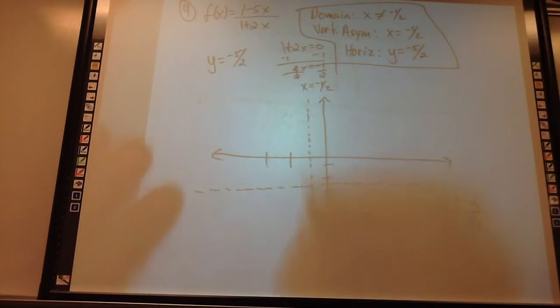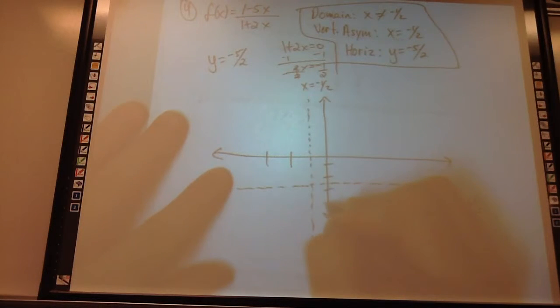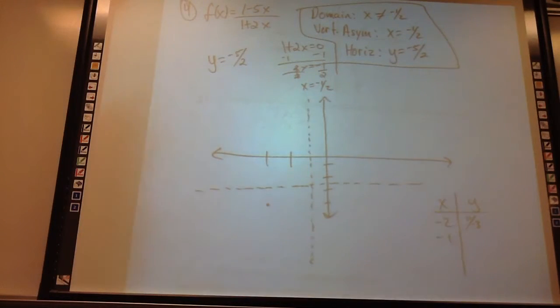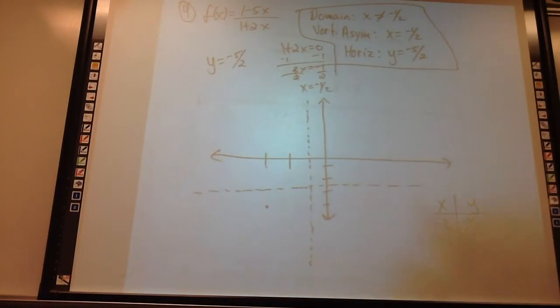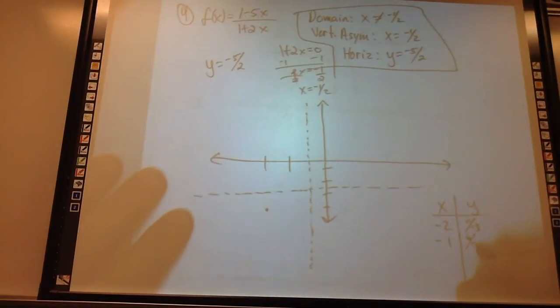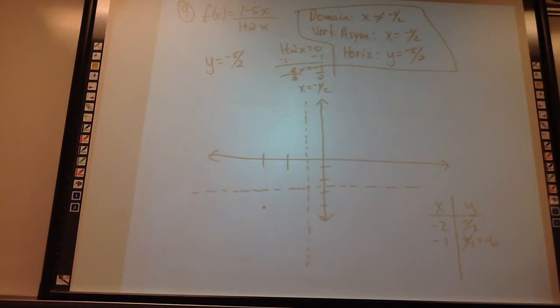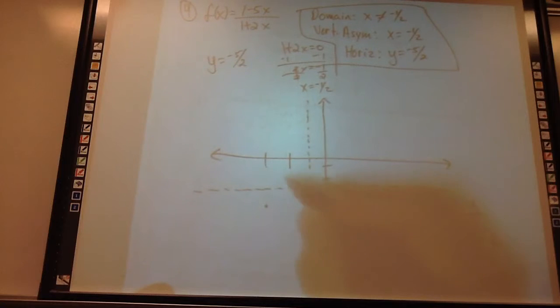-3.666666. So it's going to be 2 and -3.66, so like right there. We do -1. 1 plus 5 is 6. 1 minus 2 is -1. It's -6, right? See what I'm doing? Just plug in points. So -1, -6. It's going to be way 1, 2, 3, 4, 5, 6, way down here.